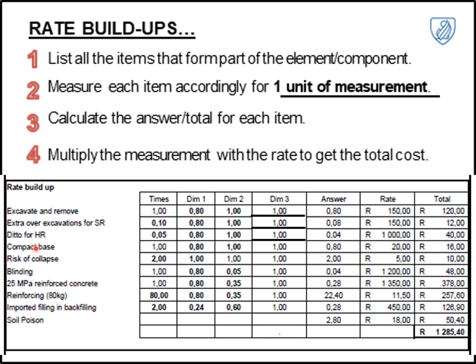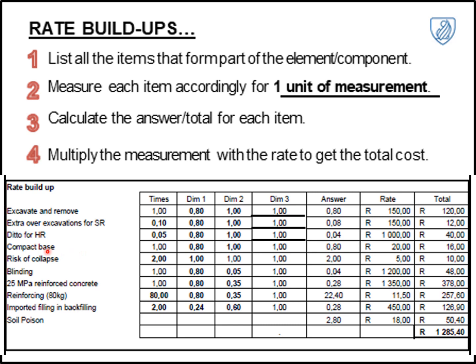If we look at compaction of your base, that is usually a square meter rate, so you will usually have two dimensions. Your hard rock, soft rock is usually a percentage, so it's just your timesing, and then you use your excavation dimensions to calculate that. You should be familiar with that.